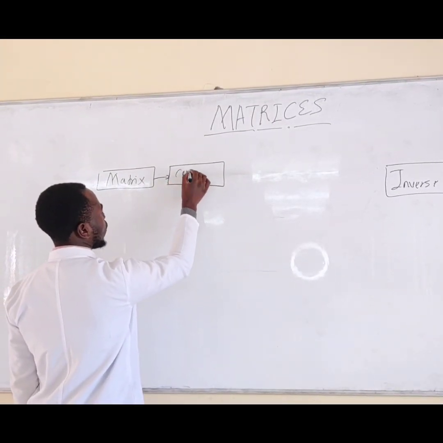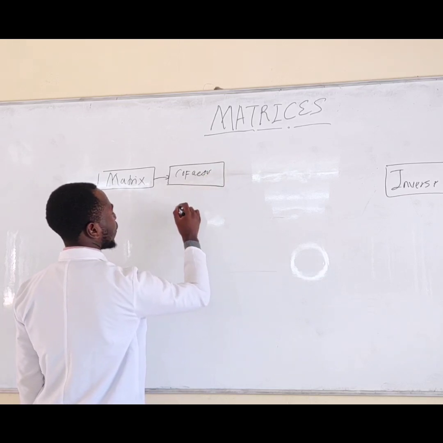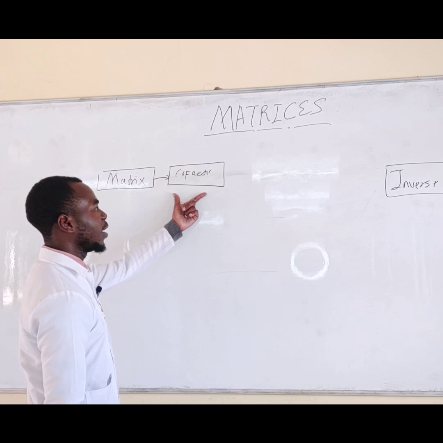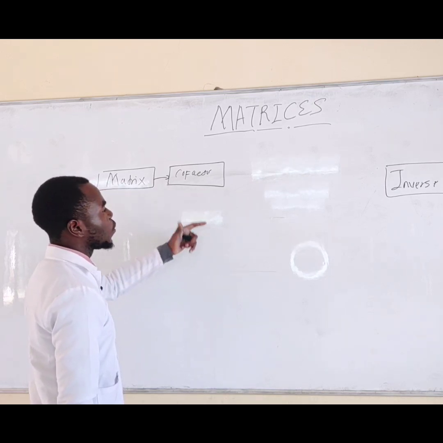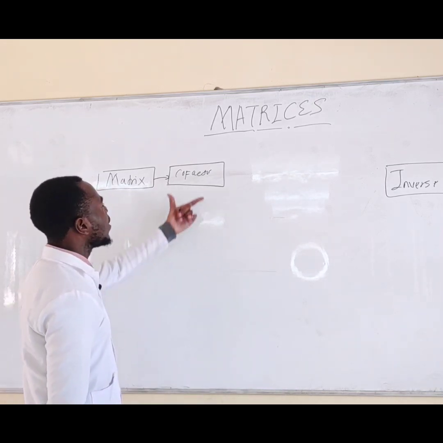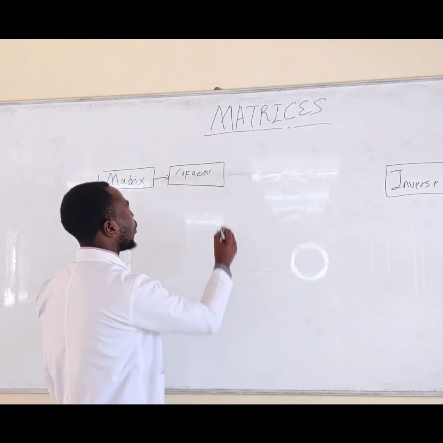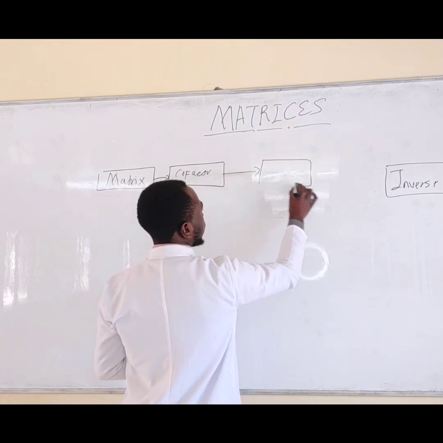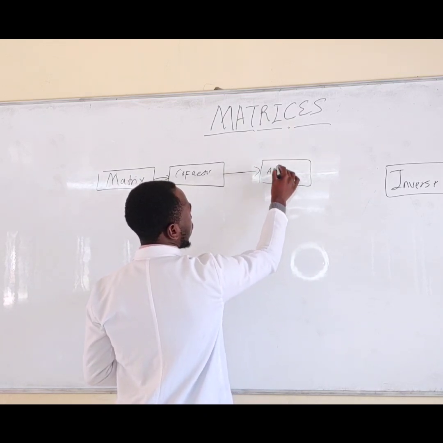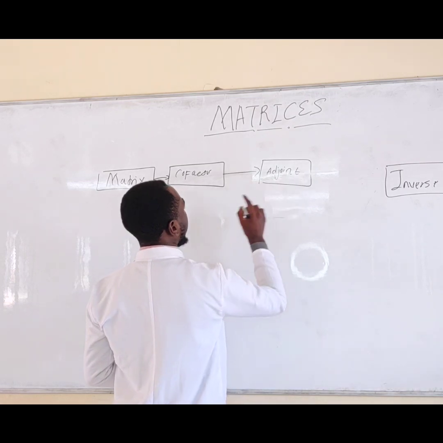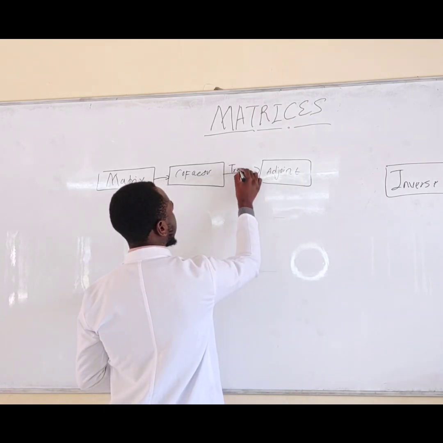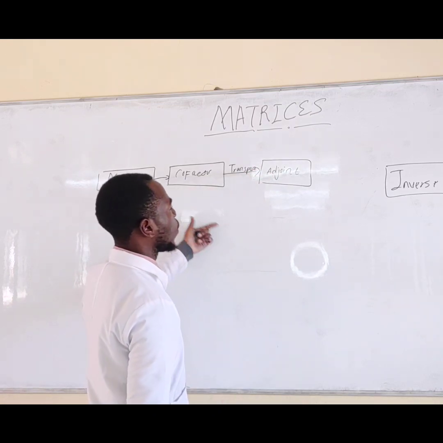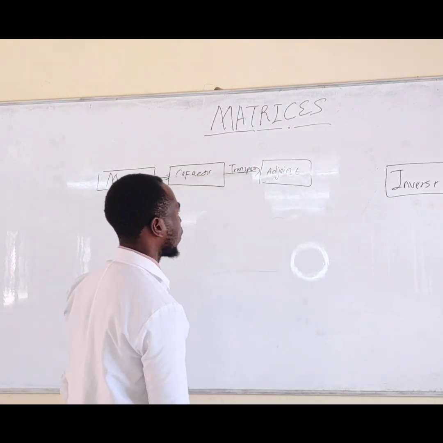So here you are going to say cofactor. So for the cofactor of this given matrix, you are going to take the transpose. When you find the transpose of the cofactor, you are going to make the so-called adjoint, the adjoint of a matrix. So here I'm going to say transpose. So the transpose of a cofactor is what we call the adjoint.